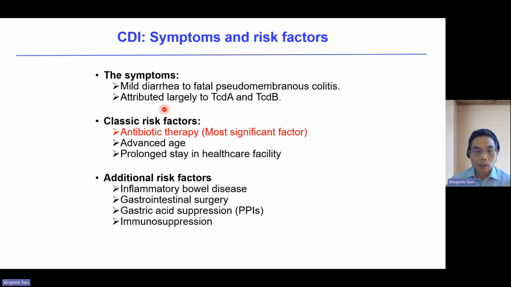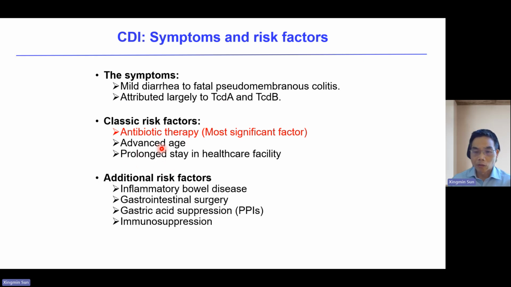The symptoms of C. difficile infection range from mild diarrhea to intestinal inflammation to severe cases of fatal pseudomembranous colitis. The symptoms are mainly caused by two large protein toxins, toxin A and toxin B. Here are classic risk factors for developing C. difficile infection. These risk factors include antibiotic therapy for other conditions, advanced age, especially for people older than 65 years old, as well as prolonged stay in healthcare facilities.